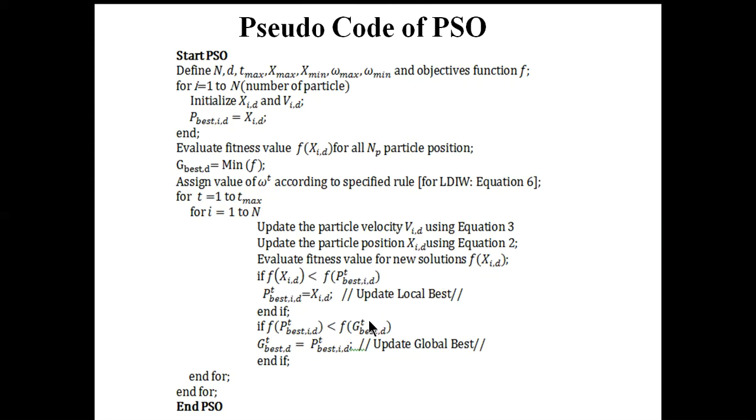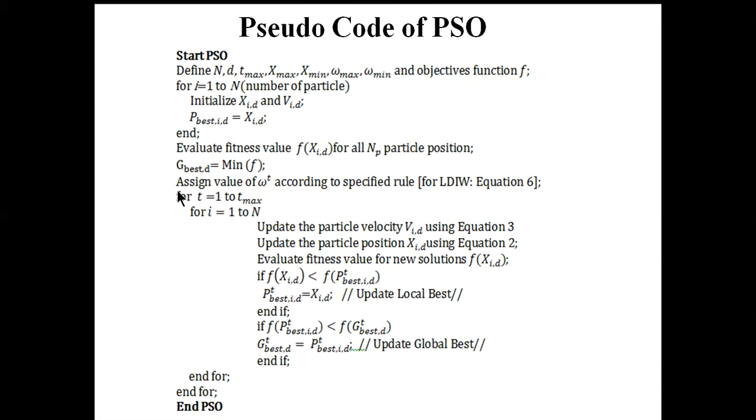Next we need to update the global best. So like this we get gbest_d equal to pbest_i,d, update global best. Then we end the for loop for this, and again we end the for loop for the iteration. And after that we'll end the algorithm.